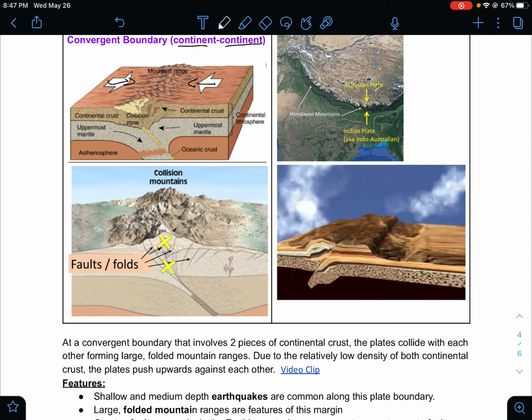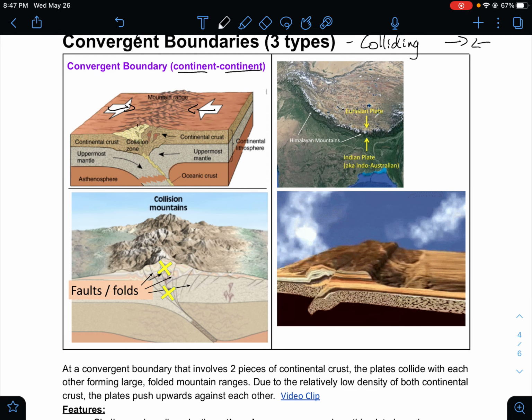So at a convergent boundary that involves two pieces of continental crust, the plates will collide with each other, forming large folded mountain ranges. Okay, so we can see that we have all of these mountains in the center from these colliding plates. Due to a relatively low density of both continental crusts, the plates push up towards each other. So remember, continental crust, if we want to draw a quick diagram here, continental crust is always going to be less dense than oceanic crust right here. This is oceanic crust, it's thinner and it's more dense. So we need to know that. We need to commit that to memory.